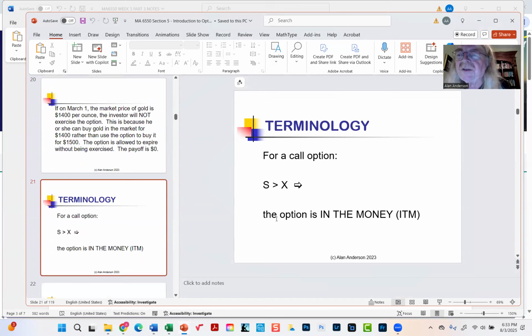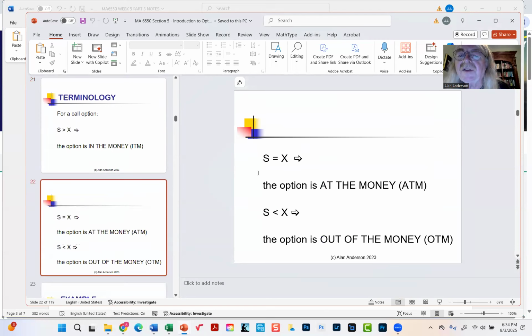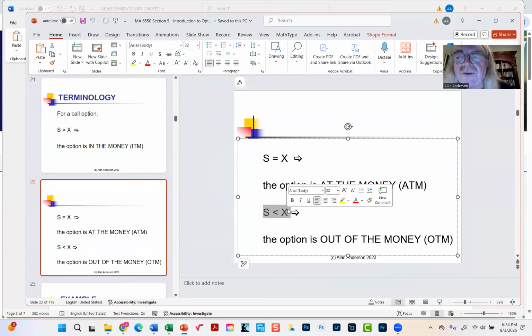Oh, here's some terminology you need to be comfortable with. It's not such a big deal, but if the spot price exceeds the strike, which means we would exercise the option, we say the option is in the money. Okay. Meaning that it's right now, if we exercise the option, we have a positive payoff. If the two are equal, we say that the option is at the money. And if S is less than X, which means we're not going to exercise it, we say that the option is out of the money.